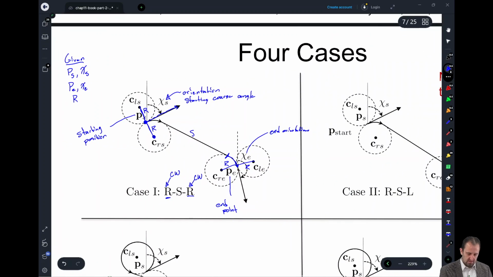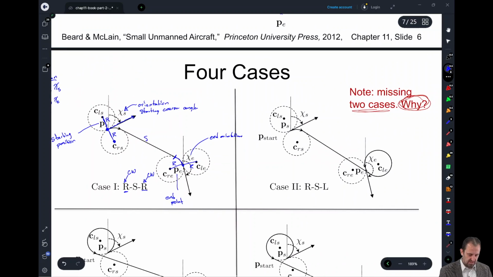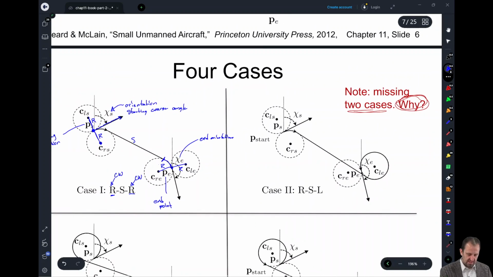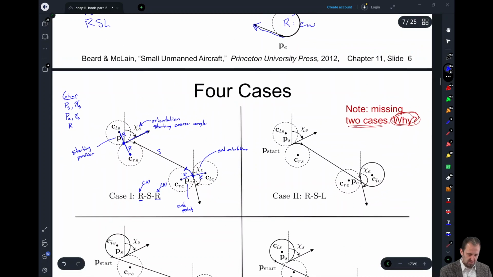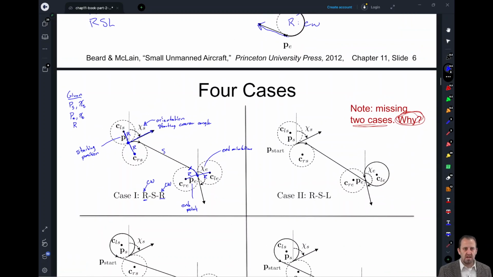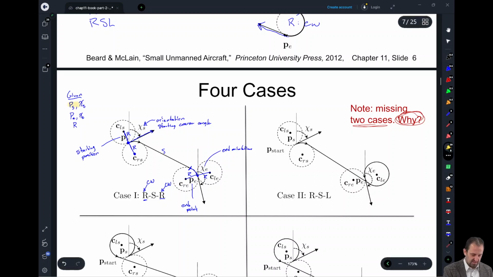Okay, so there's another possibility. Again, you'll notice here that we're starting in the same configuration. So for case 1 and case 2, our configuration is constant. This is the same in all of these 4 cases, right? So this configuration is constant.